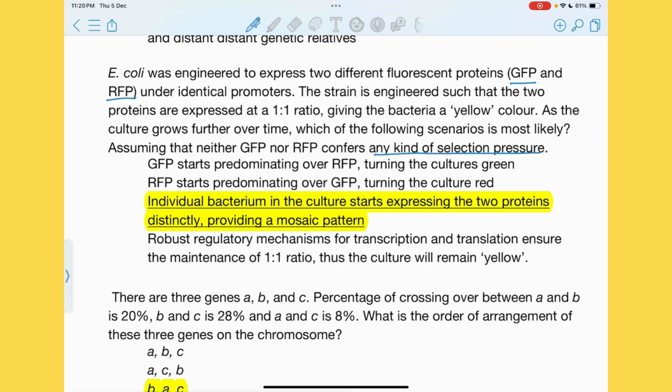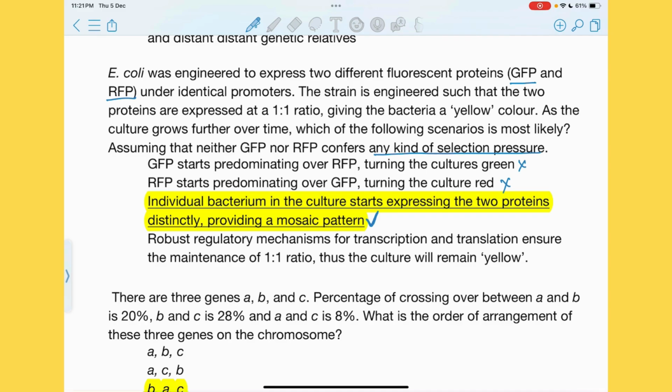Okay, GFP becomes predominant over RFP, turning the culture green. No, there is no selection process. RFP predominates over GFP, turning the culture red. No. Individual bacteria in the culture start expressing the two proteins distinctly, providing a mosaic pattern. Yes, this can be because there is stability in the engineering.